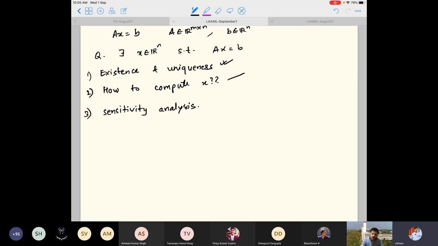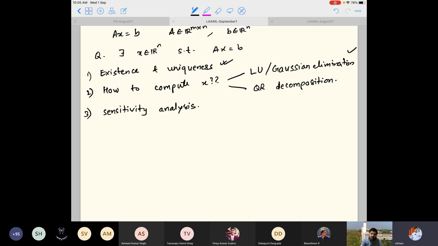Here we understood LU or Gaussian elimination. We actually studied this in the last class. And today we will start with another important decomposition, which is called QR decomposition. And this decomposition will also help us compute the solution to this system of equations Ax is equal to b.